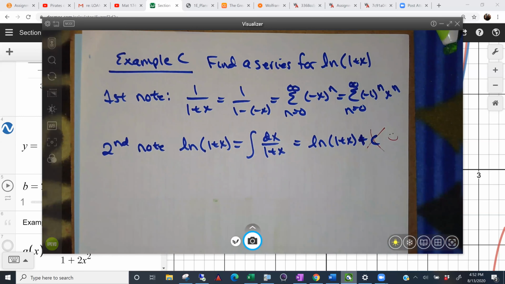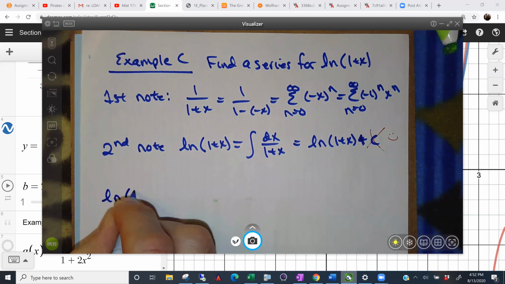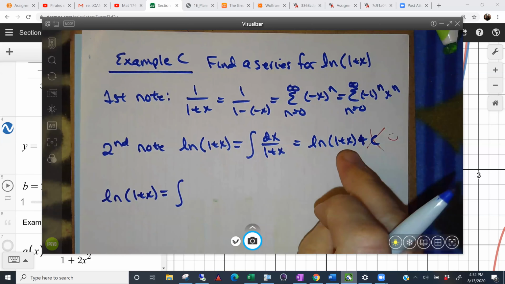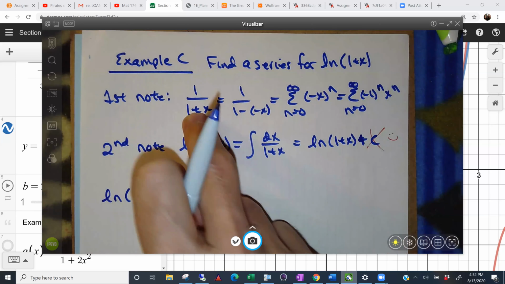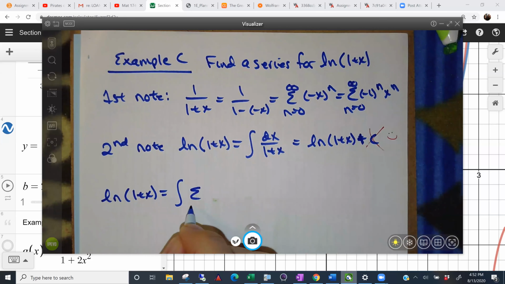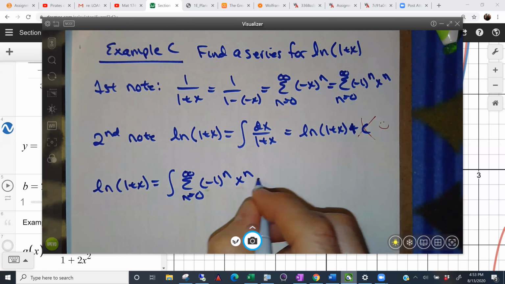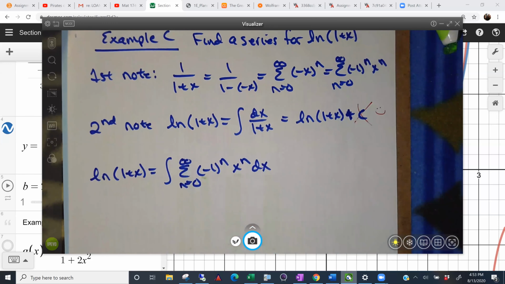So with those two things to note, let's actually calculate a series representation for this. ln of 1 plus x is going to be the integral of the series for this. The integral of the sum from n equals 0 to infinity of negative 1 to the n, x to the n. Ooh, you should be hollering at me. Yeah, I forgot my dx. My apologies.